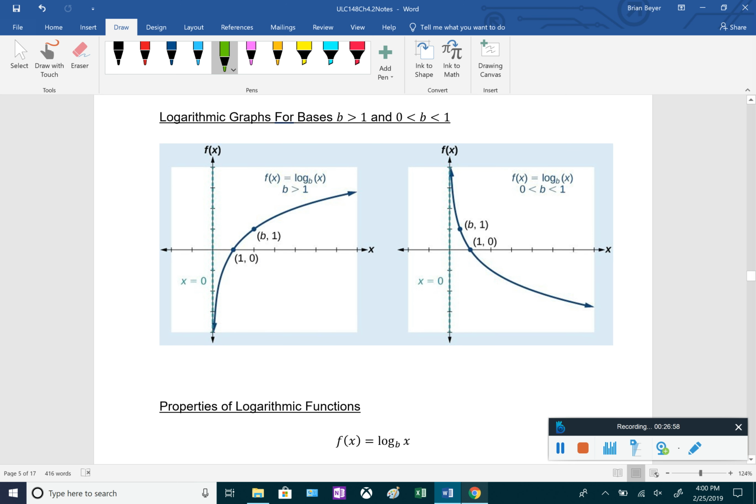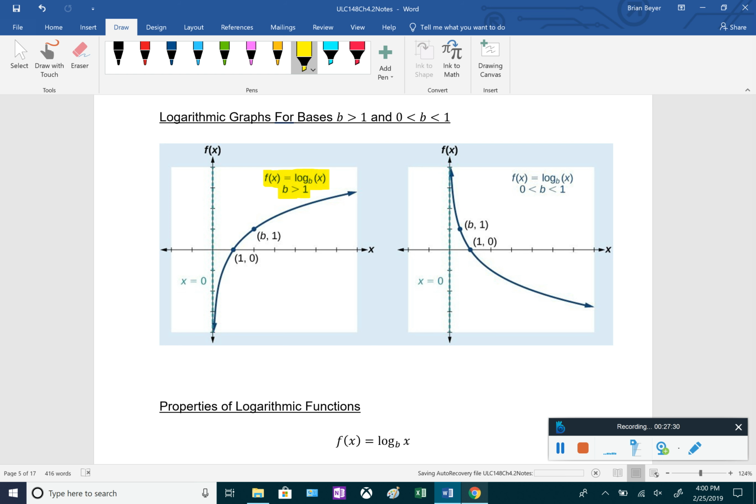We have two options here, just like we did with exponentials, in terms of their bases. Either the base is greater than 1 or the base is between 0 and 1. So the base is going to be positive and it's not going to be equal to 1. If the base is greater than 1, it's going to look like this graph over here on the left, exactly like what we just did. It helps to know these 2 points that are labeled on both of them.